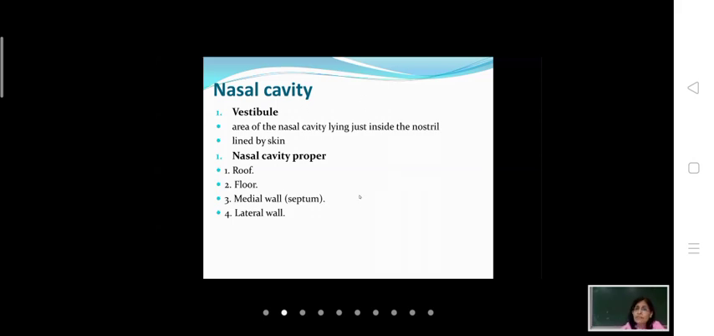This nasal cavity is divided into two parts. One is the vestibule. Vestibule is the area of nasal cavity lying just inside the nostril, which is lined by skin having hair. And rest of the part other than the vestibule is the nasal cavity proper. Each nasal cavity proper has a roof, a floor, a medial wall or septum, and a lateral wall.